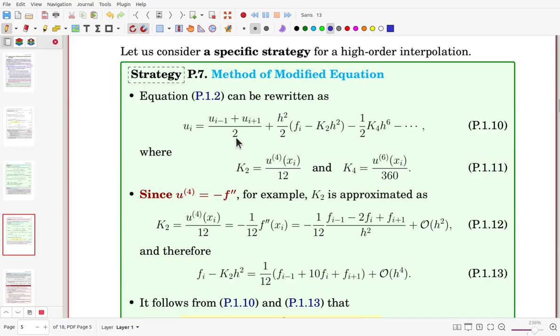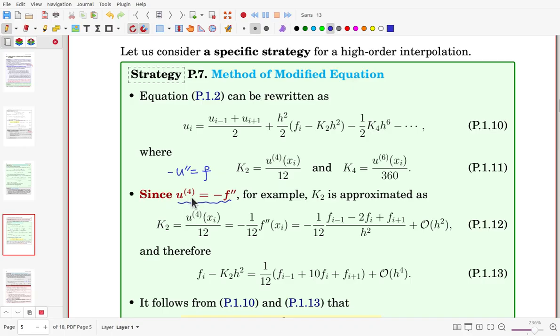Then we reach this equation. Here, K2 is the fourth derivative of the solution divided by 12, and K4 is this one. Now we are trying to use that one. The original problem is minus u double prime equals f. So we take two more derivatives and multiply by minus 1. Then we reach this one. So we are using this equation, and that's the reason we call it the method of modified equations.